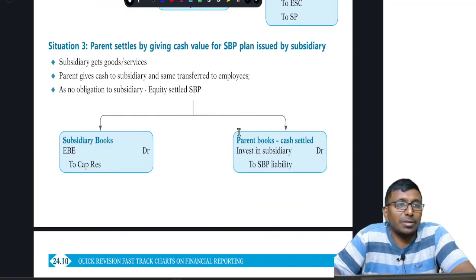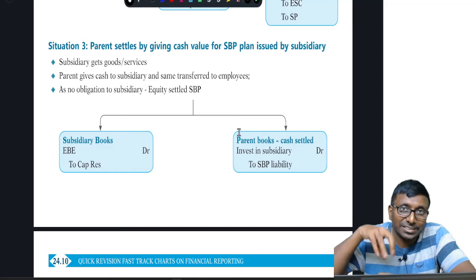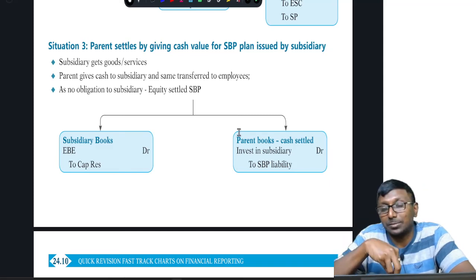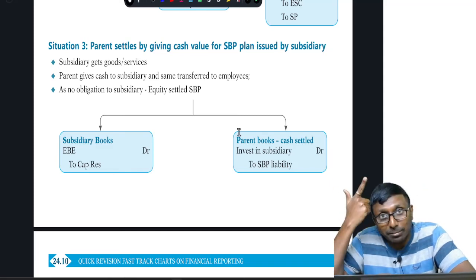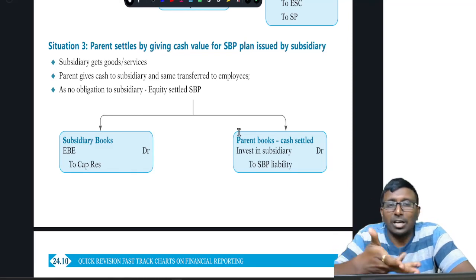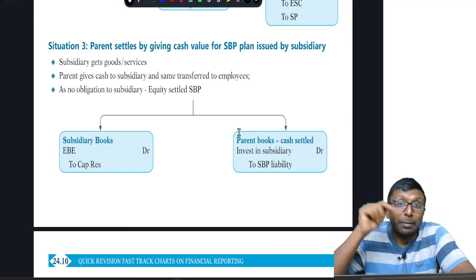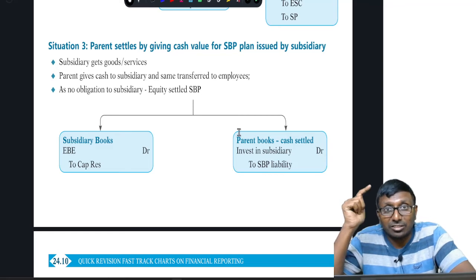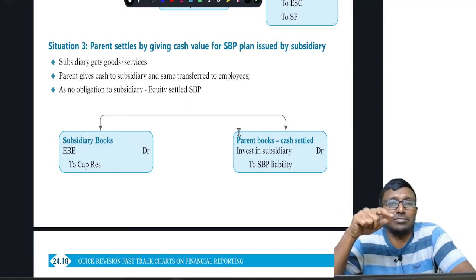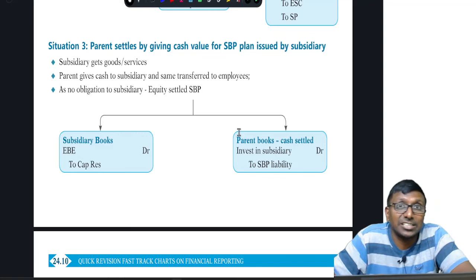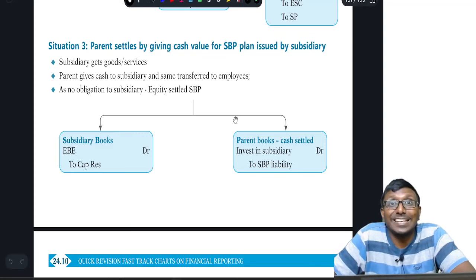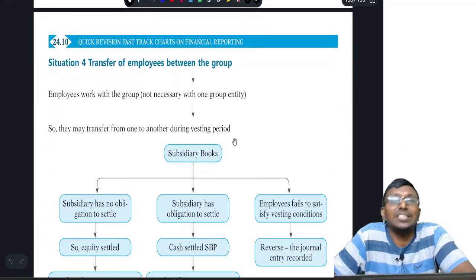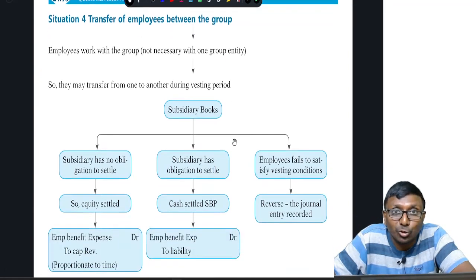See the third situation, my dear. Parent settles by giving the cash value of the SBP plan issued by the subsidiary. Yeah, the issuer of the plan is the subsidiary company, but settlement will be done by the parent company. Here also almost the same kind of thing will come, but remember, parent is giving not equity, parent is giving cash. That's why for the parent company it is a cash settled SBP. For the subsidiary company it is an equity settled SBP, because it is receiving the goods or services, it does not have an obligation to pay.